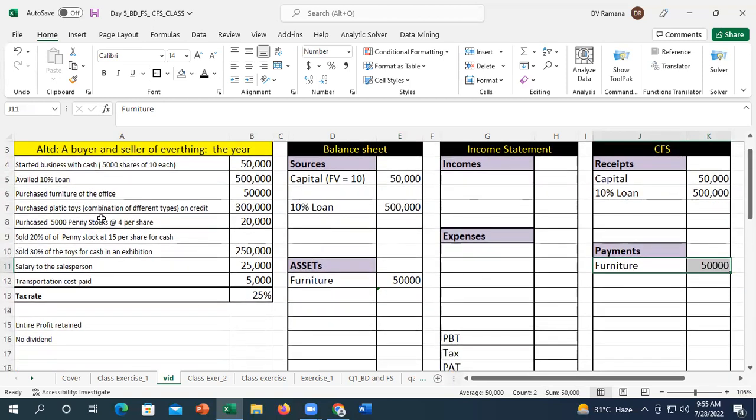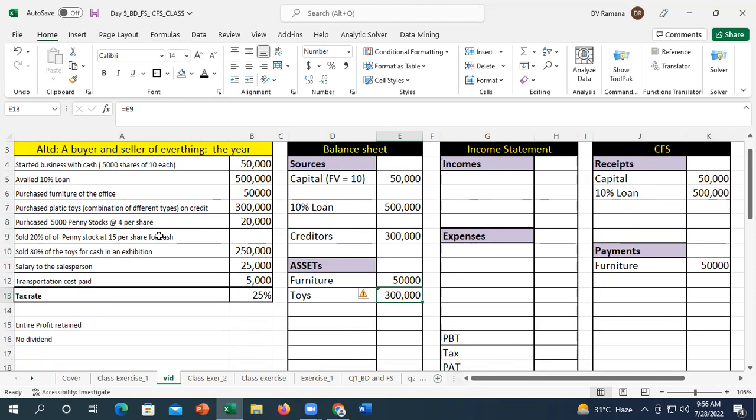Purchase toys, so they buy and sell anything. They're buying toys and selling them. They're buying penny stocks and selling them. So therefore, they buy and sell anything. So purchase penny stock is an acquisition of asset, which is an operating asset, and they did not buy it on cash. They purchase that on credit. So therefore, acquisition of asset has resulted in the creation of a liability.